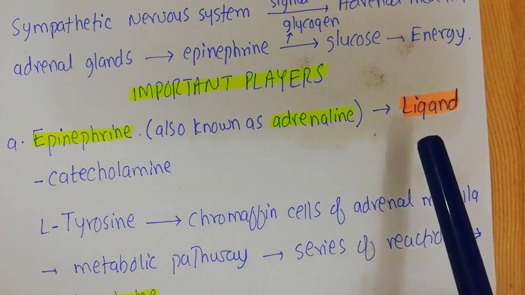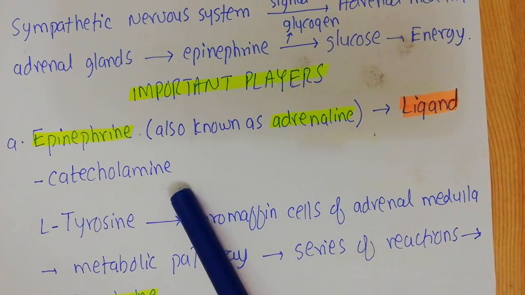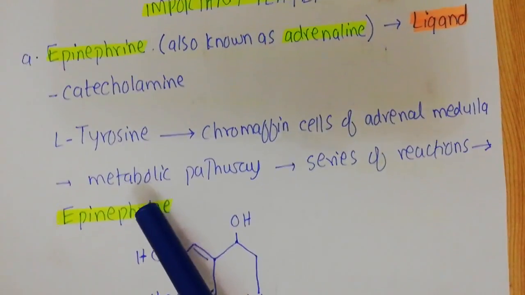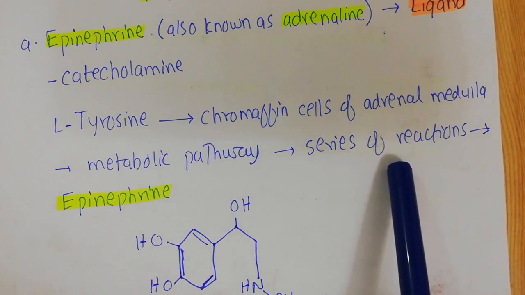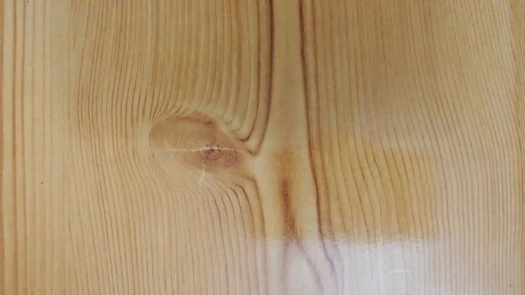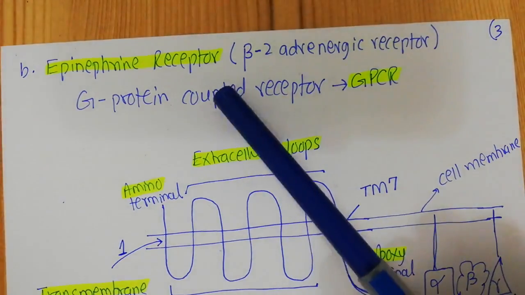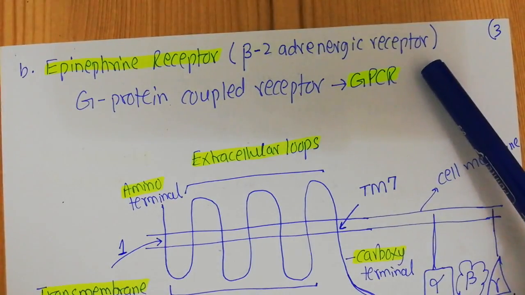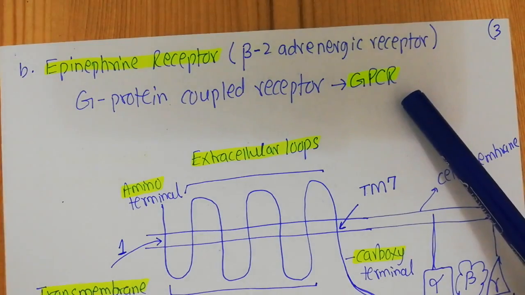Then we were talking about the pathway in detail, and the first component that we discussed was epinephrine, which is the ligand in this particular pathway. I told you that epinephrine belongs to the catecholamine family, and it is made from L-tyrosine through a series of enzymatic reactions. Then I told you that if there is a ligand, there must be a receptor, and the receptor for epinephrine is the beta-2 adrenergic receptor, which is also known as a G protein coupled receptor.